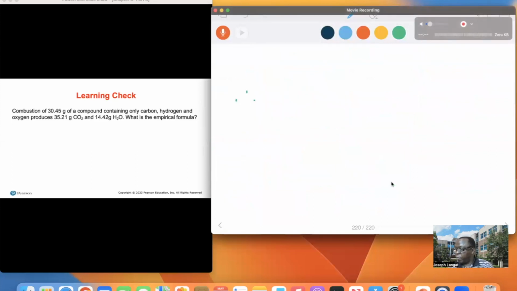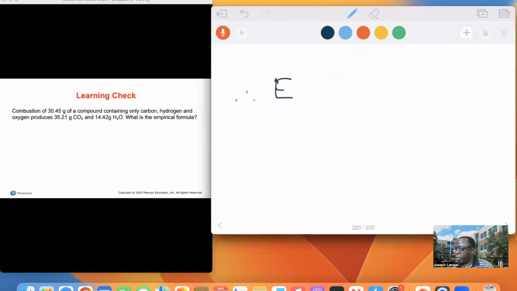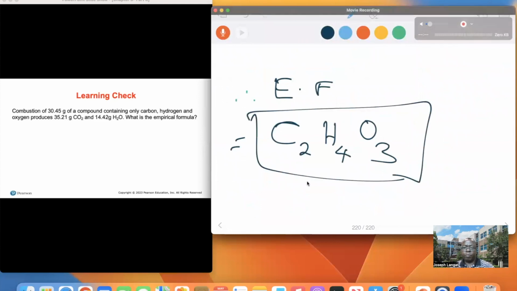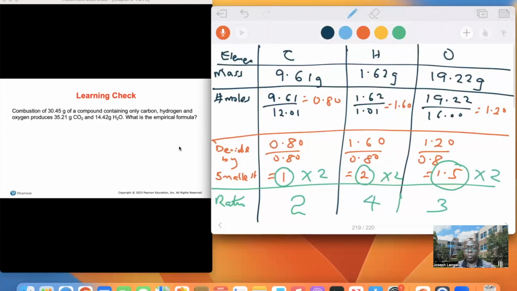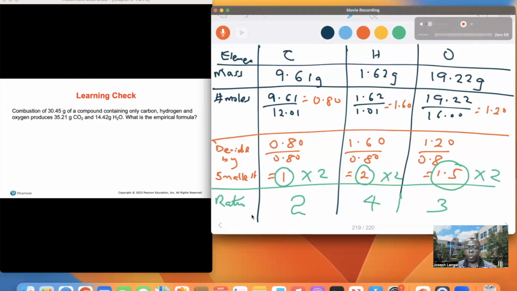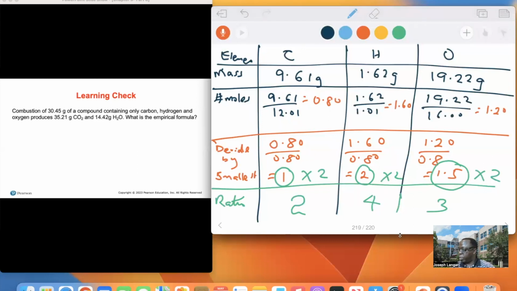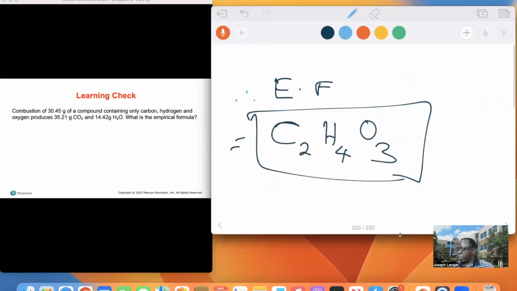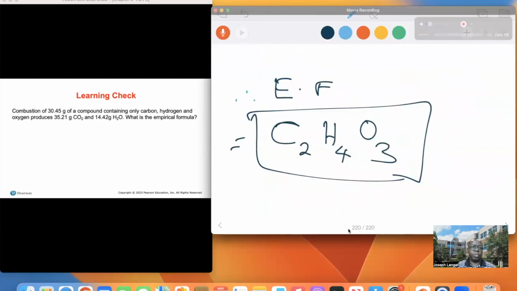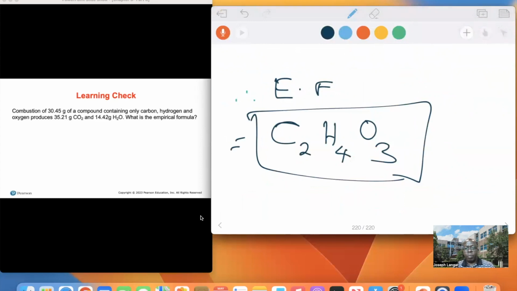We say therefore the empirical formula is C2H4O3, and then you just express that. This is the empirical formula for this compound based on the mole ratio 2, 4, 3. For carbon, we have 2 carbons, 4 hydrogens, and 3 oxygens: C2H4O3. So that's how you use the combustion analysis to determine the empirical formula.